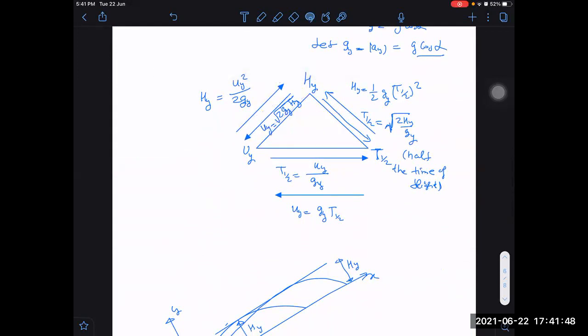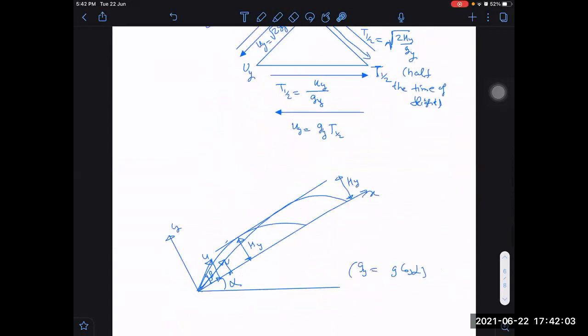In this HUT triangle, we remember the height along y-axis. We should not even call it height. It is just the maximum distance traveled along y-axis. Height actually means always in this side. This is the height, this is the maximum height. But this is not height actually. Okay, I am calling it equivalent to height.